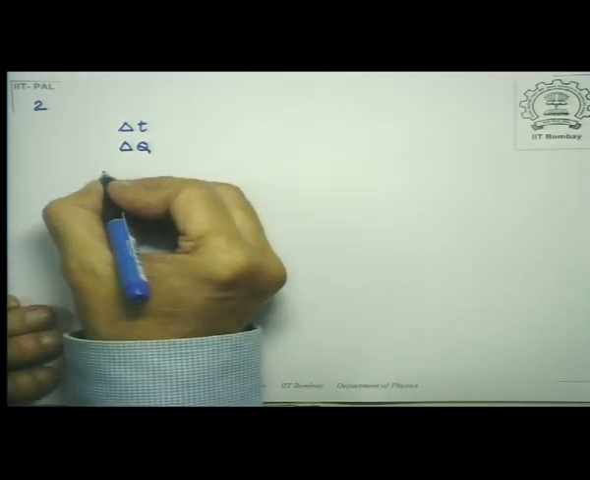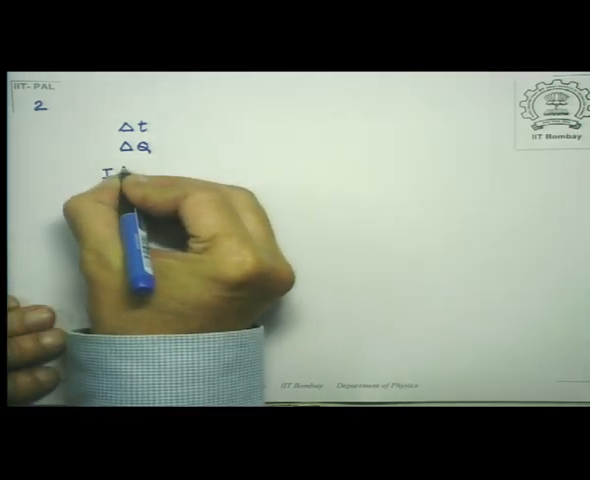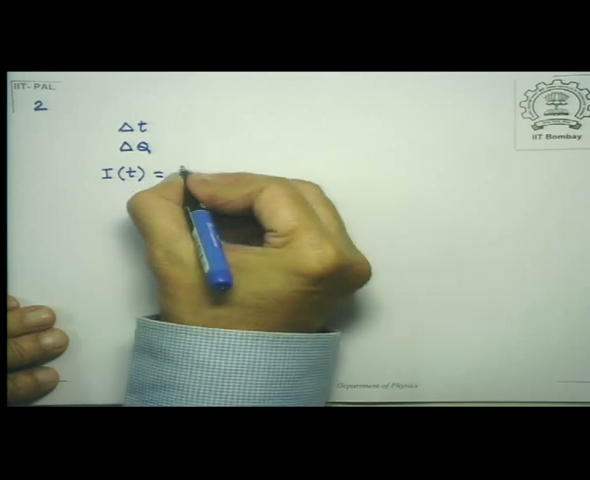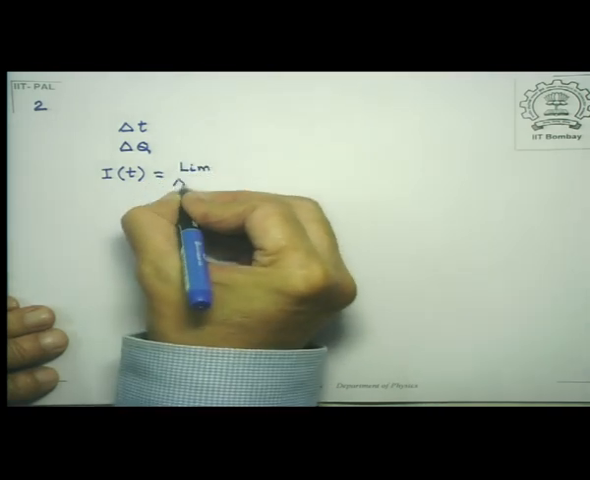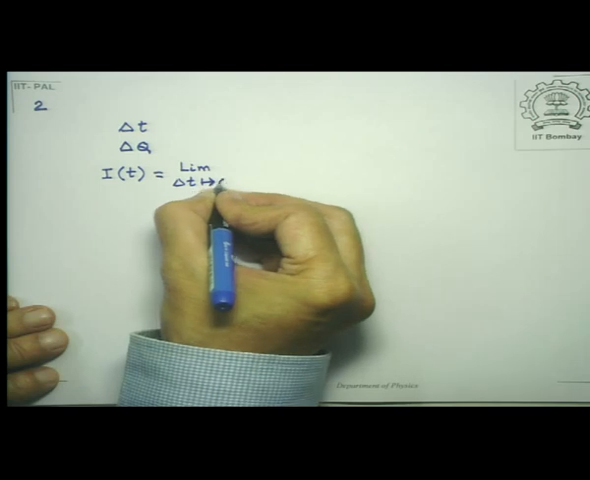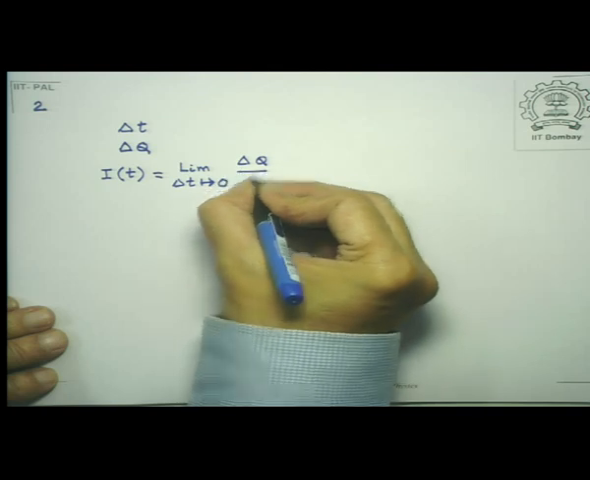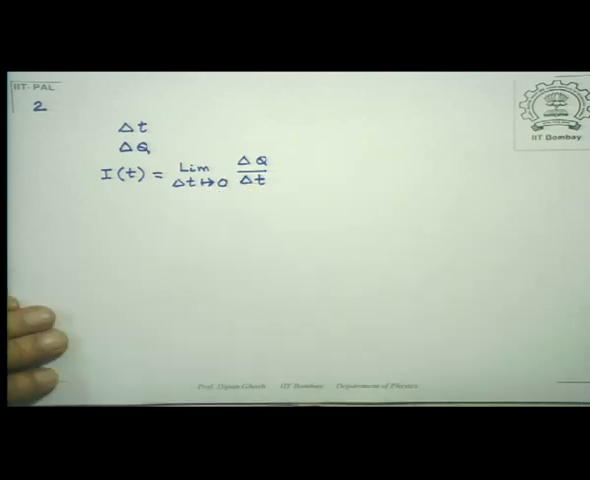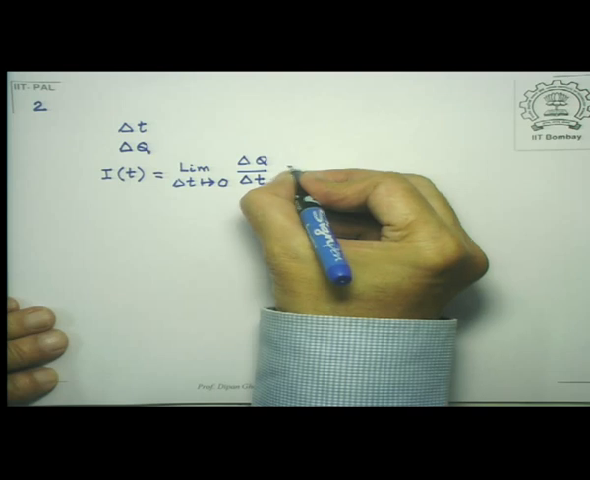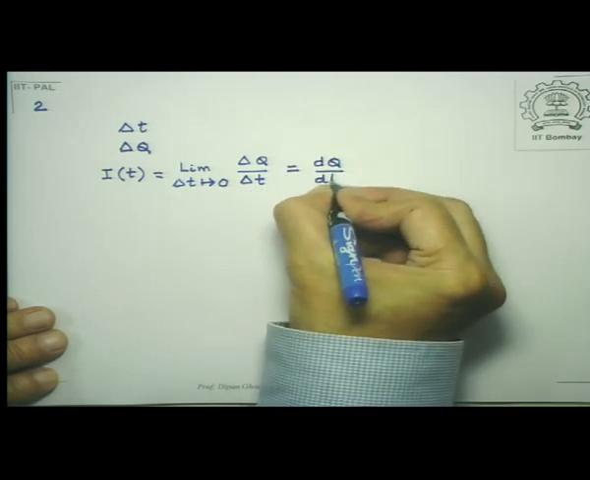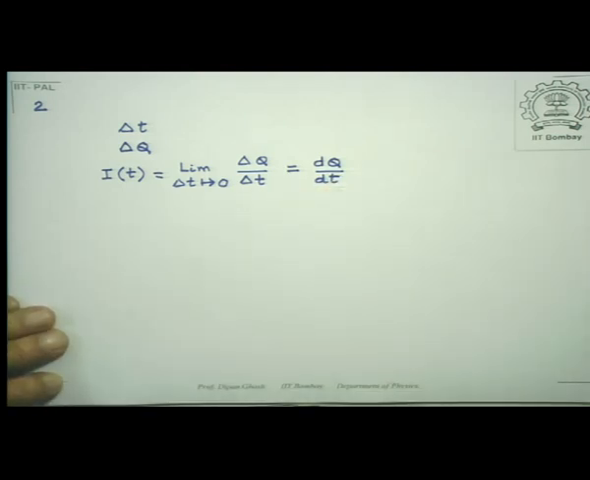Then my current I at that instant around which I have taken that delta t can be defined as limit of delta t going to 0, I take as small a time interval as possible, delta q divided by delta t. You recall from your calculus that this is nothing but my definition of dq by dt. So, this is my formal definition of current.